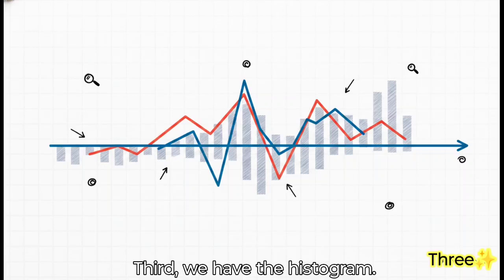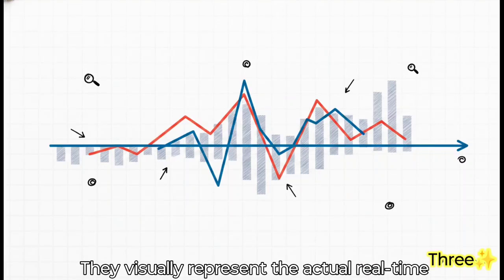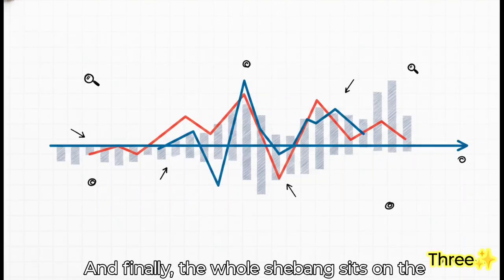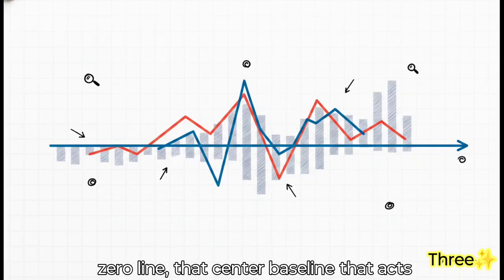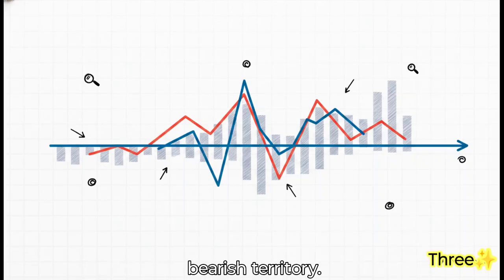Third, we have the histogram. These are those vertical bars you're seeing. They visually represent the actual real-time distance between the fast and slow lines. And finally, the whole shebang sits on the zero line, that center baseline that acts as the ultimate divider between bullish and bearish territory.